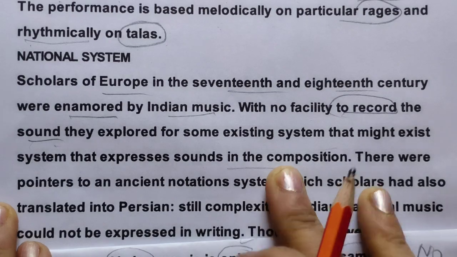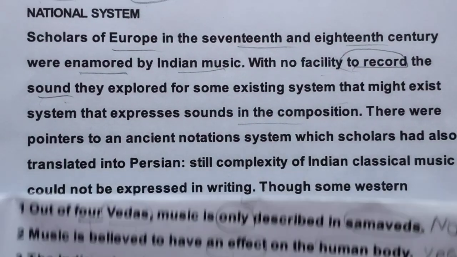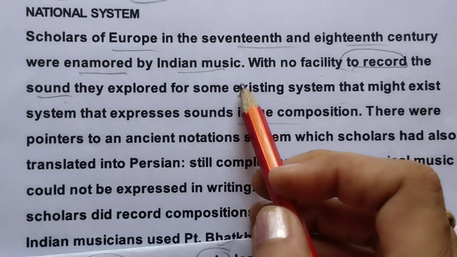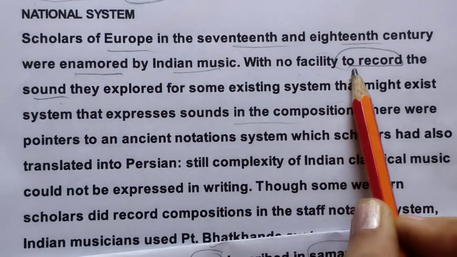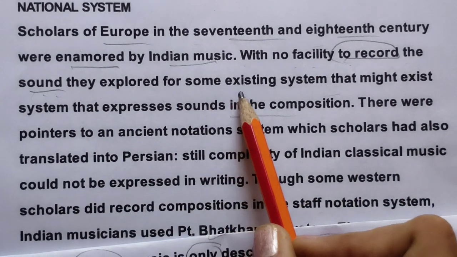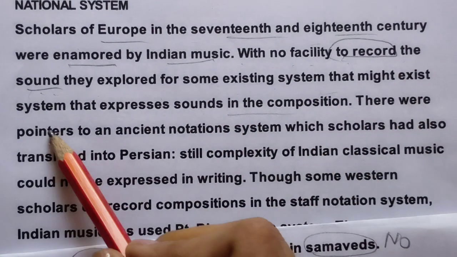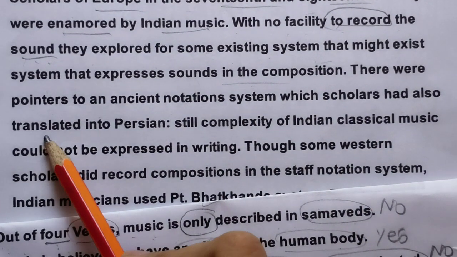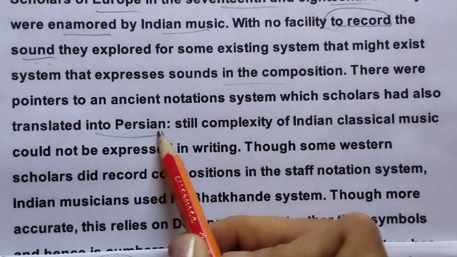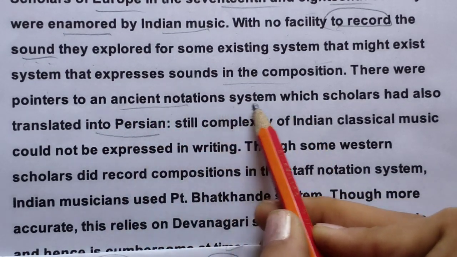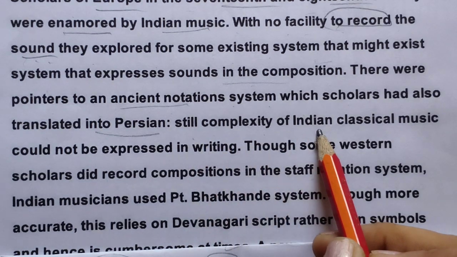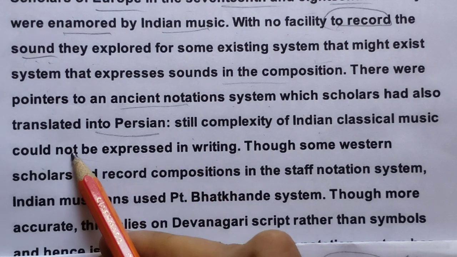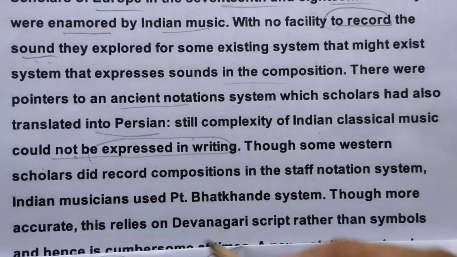So, the classical music could express itself in writing. Okay, scholars with no facility to record the sound explored for some existing system that might exist, a system of sounds in composition. There were pointers to a notion which scholars had to translate into Persian. Ancient notation systems. Okay, still the complexity of Indian classical music could not be expressed in writing, could not be expressed in writing. So what should we write here?